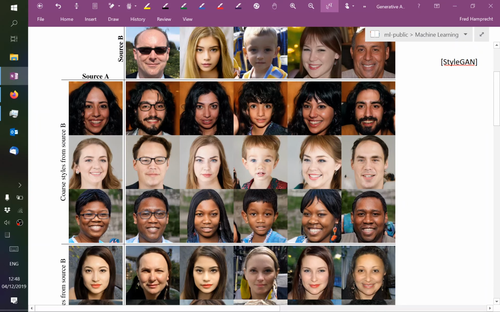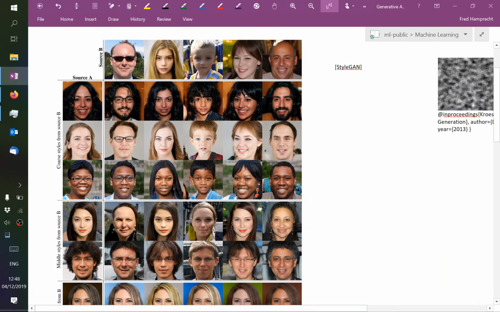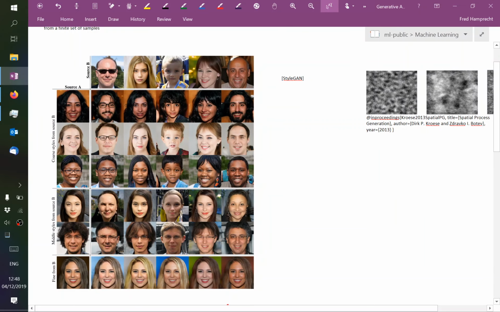So what I've shown you here was the coarse style from source B, but you can also take something which they call the middle style or the fine style. In the case of the fine style, you would pretty much keep the face, but only try and copy the hair from source B, etc.